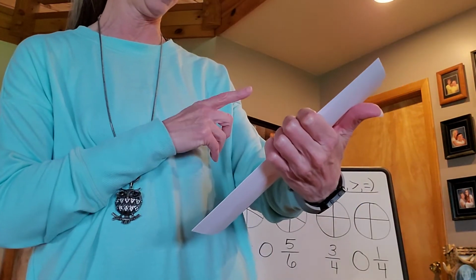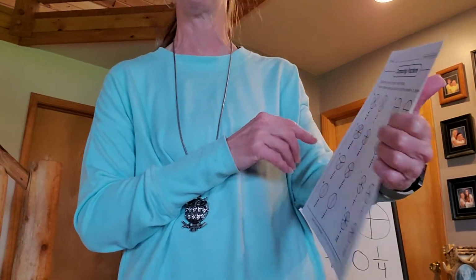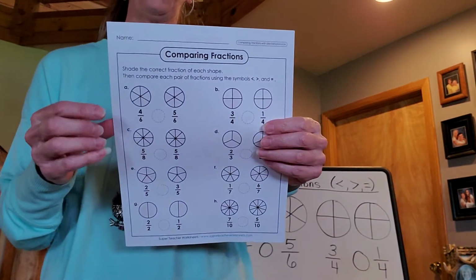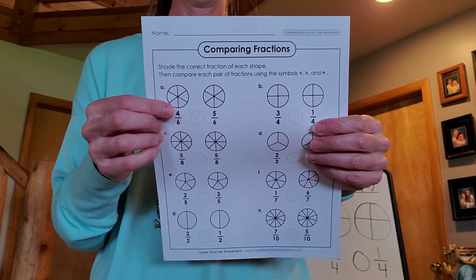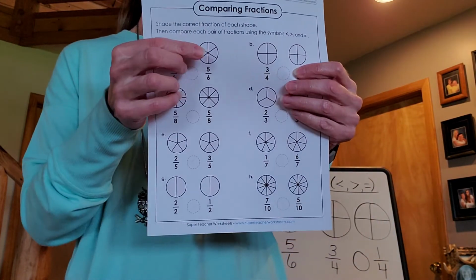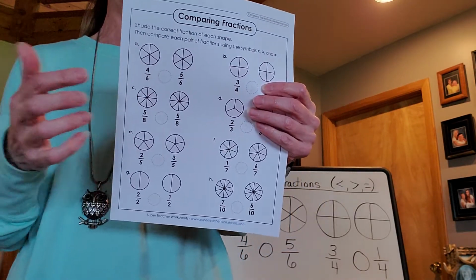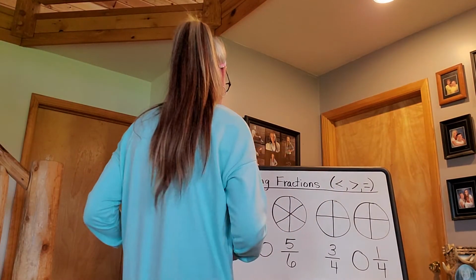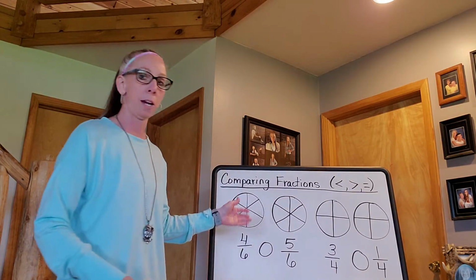So the first example, letter A, says 4/6 versus 5/6. So you can color 4 pieces out of 6, color 5 pieces out of 6, and then see which one has the greatest amount of space colored in. So we're going to do that over here on the board.